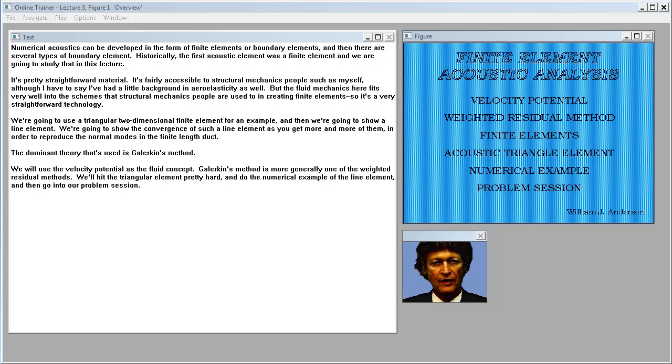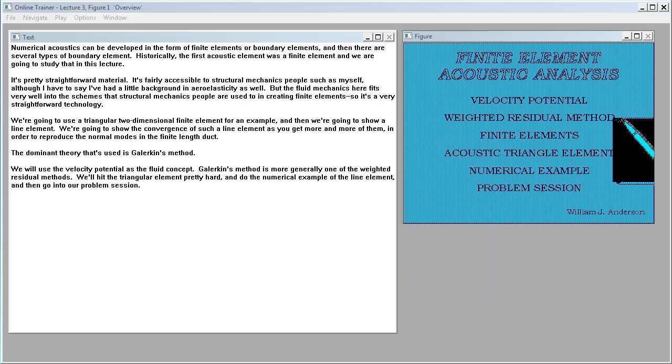The dominant theory that's used is Galerkin's method. We will use the velocity potential as the fluid concept. Galerkin's method is more generally one of the weighted residual methods. We'll hit the triangular element pretty hard, do a numerical example with a line element, and then go into our problem session.